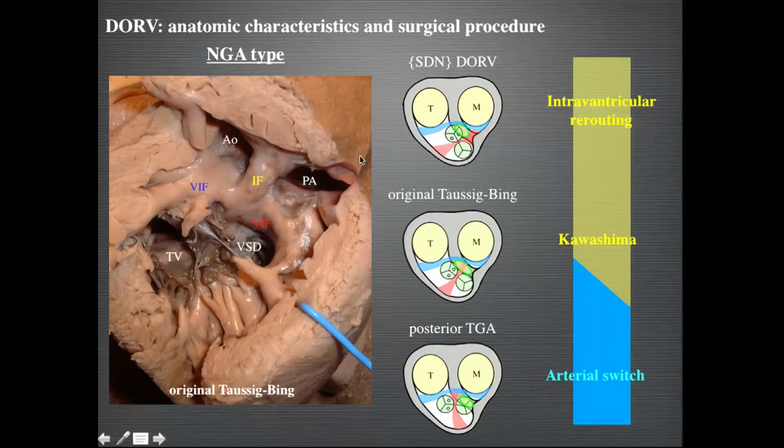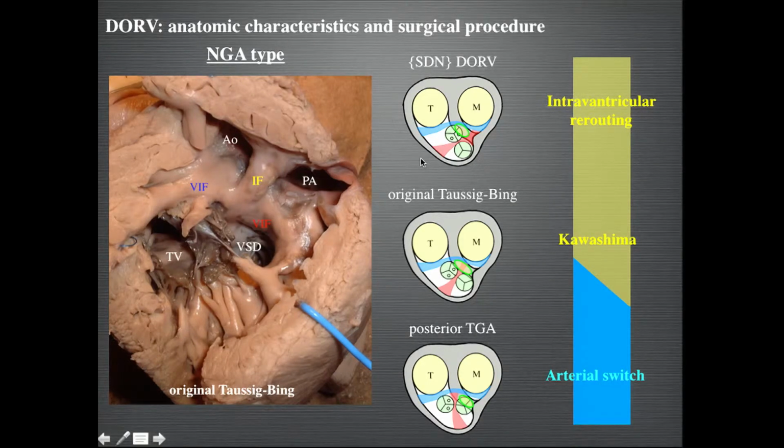DORV and some specimens show good pictures of the anatomical characteristics and surgical procedures. The normal great arteries type, and this one sub-aortic VSD. These pictures and diagrams are very important. This one is the right side, this one is the left side, anterior and posterior. The aorta is on the right side and posterior compared to the pulmonary artery, and here is the interventricular septum and here the infundibular septum.